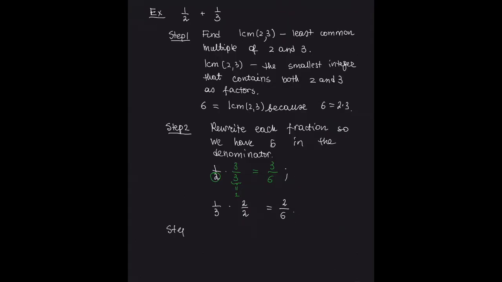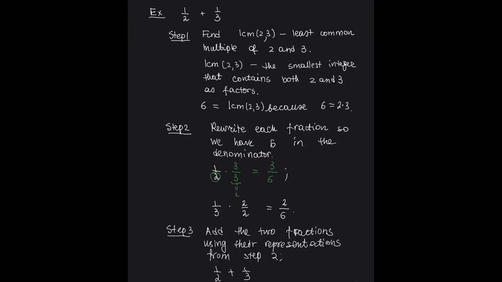And then on step 3, we add the two fractions using their representations from step 2. So 1/2 plus 1/3 is actually 3/6 plus 2/6. So this is 5/6. And 5/6 is the answer to our question.